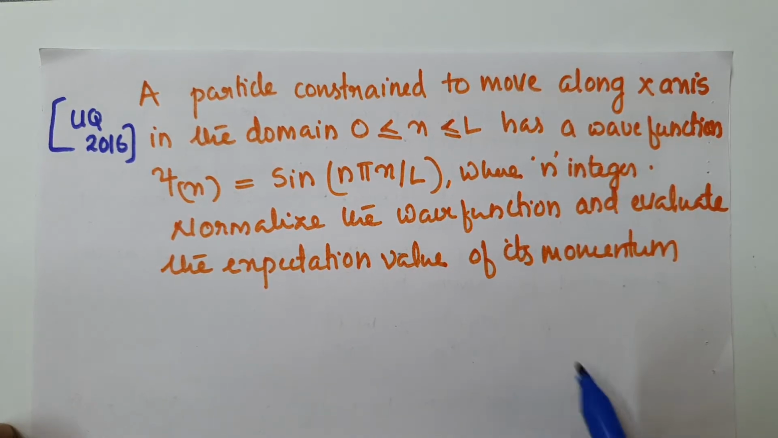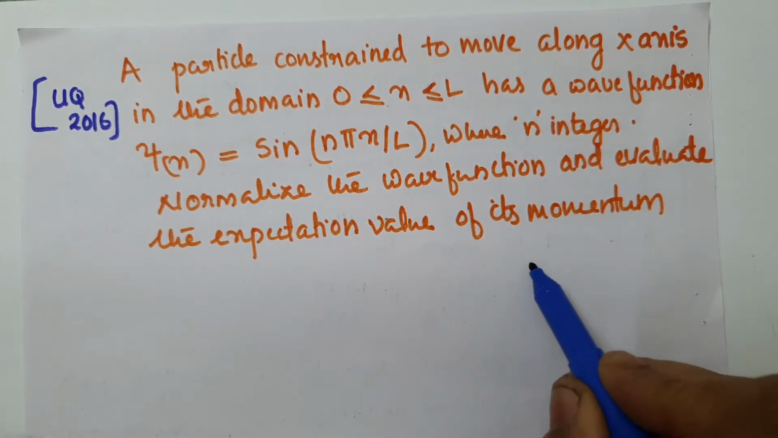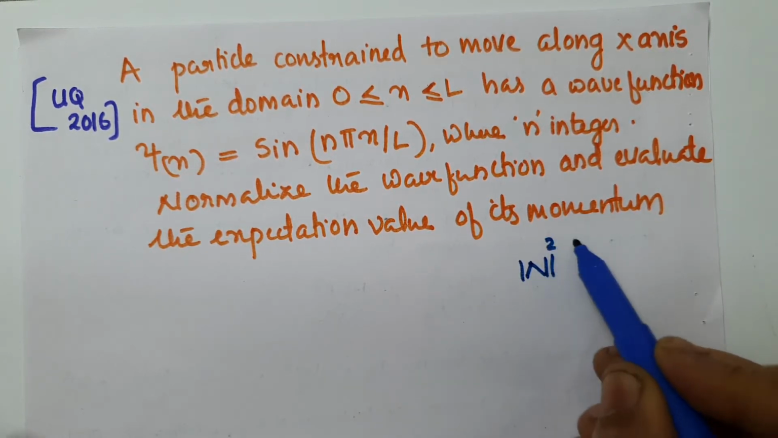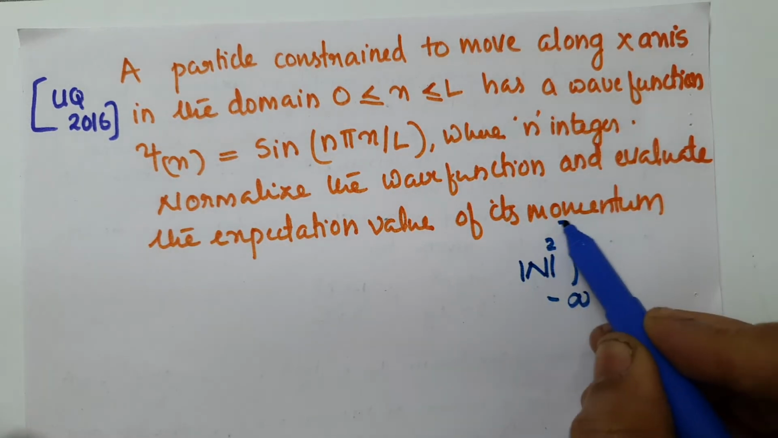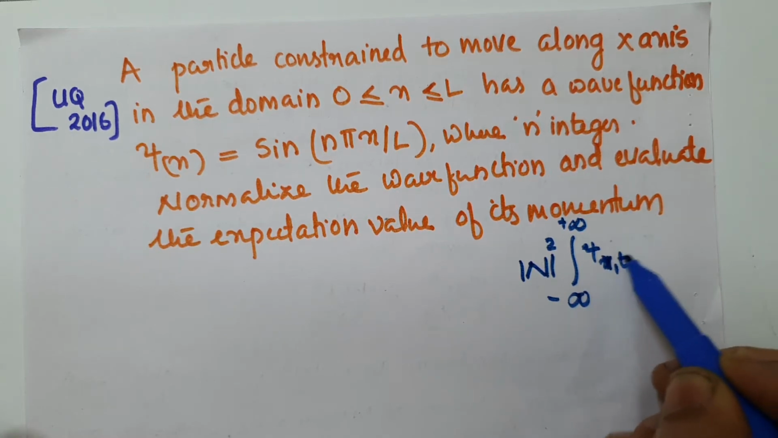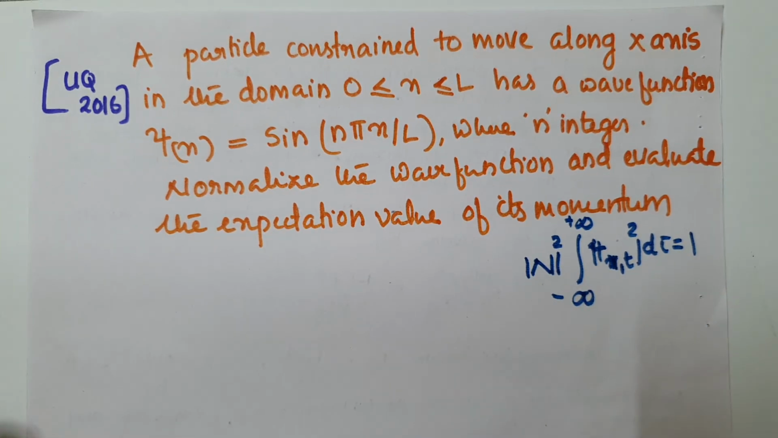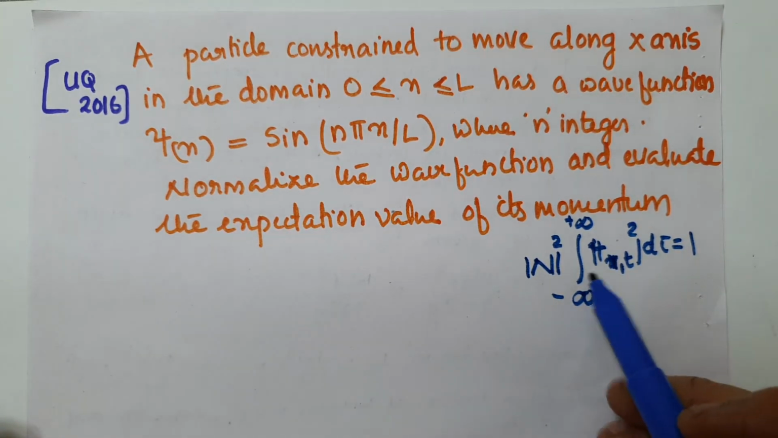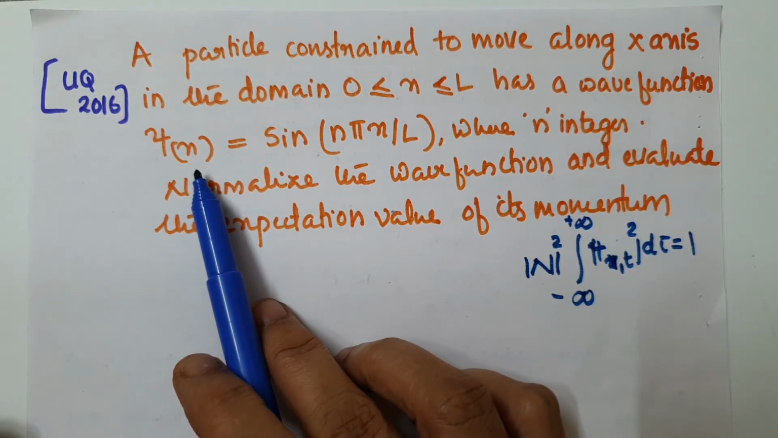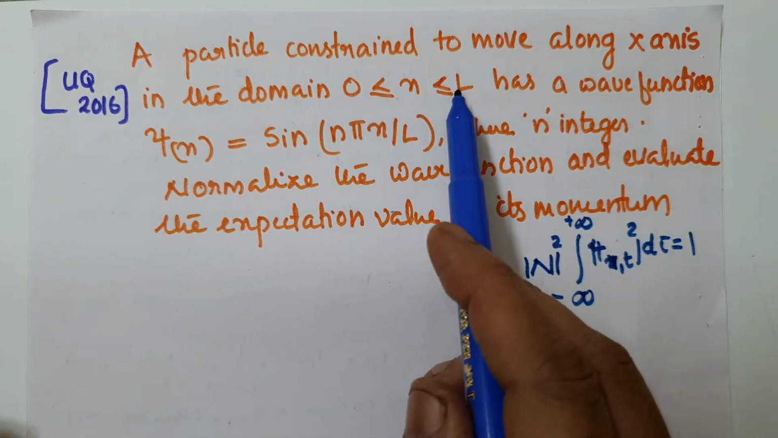The general condition for normalization is, if N is the normalization constant, then N squared times the integral from minus infinity to plus infinity of psi squared d tau is equal to 1. This is the general condition for normalization. Here we are considering a one-dimensional wave function psi x, and the integral limit will be 0 to L.